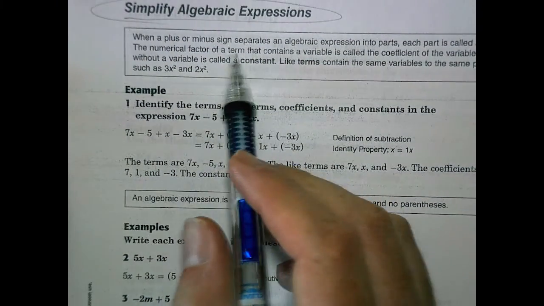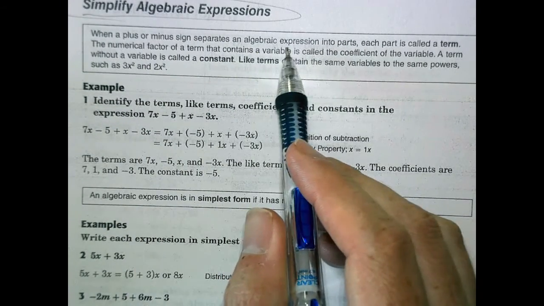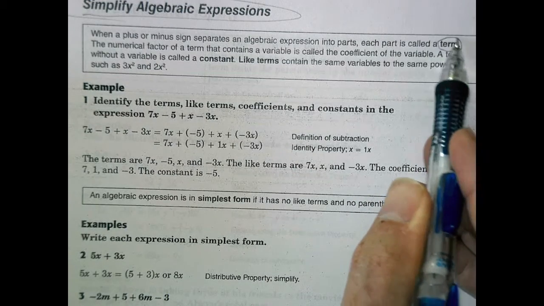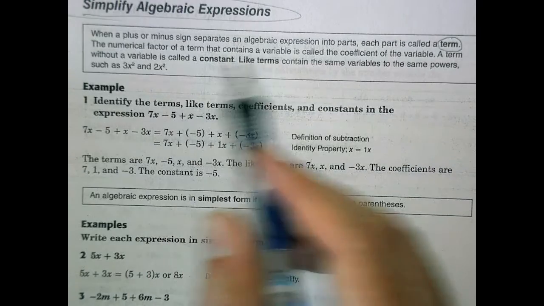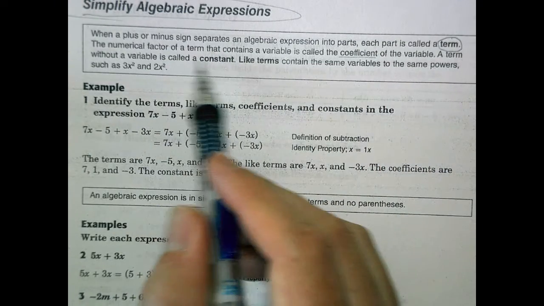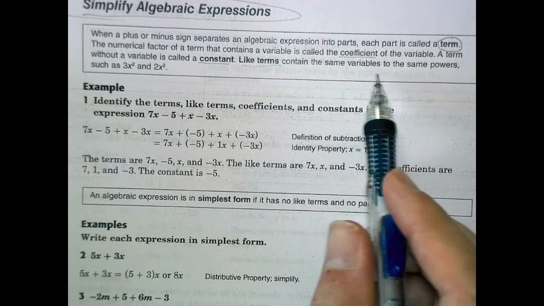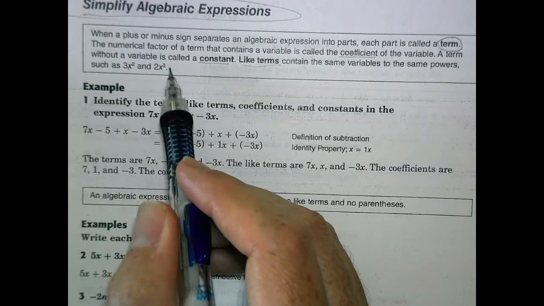When a plus or minus separates an algebraic expression into parts, each part is called a term. The numerical factor of a term that contains a variable is called the coefficient of the variable. A term without a variable is called a constant. Like terms contain the same variables to the same powers, such as 3x squared and 2x squared.